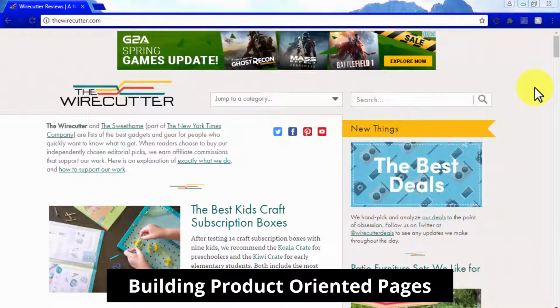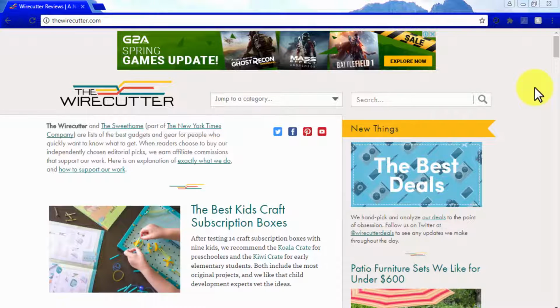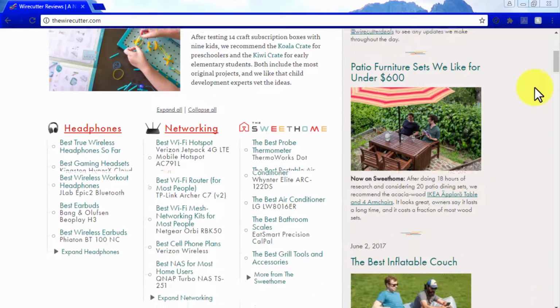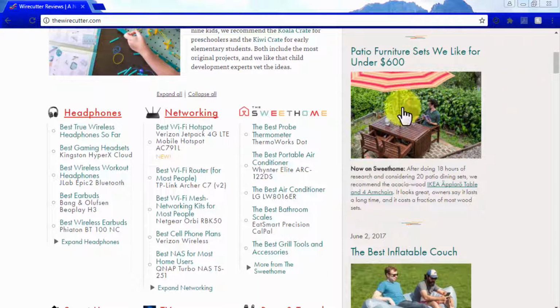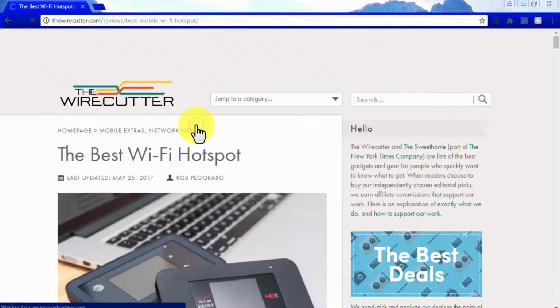Building product-oriented pages. Product-oriented pages are used in affiliate marketing sites to promote Amazon affiliate offers. And the goal of these pages is to drive traffic to any given product page on Amazon and foster sales. So in short, these pages are designed to generate affiliate income on Amazon affiliate websites. Let's check what a nice-looking product-oriented money page looks like.